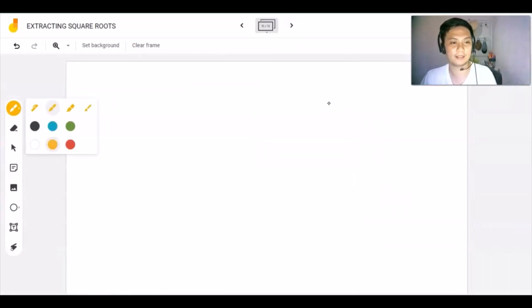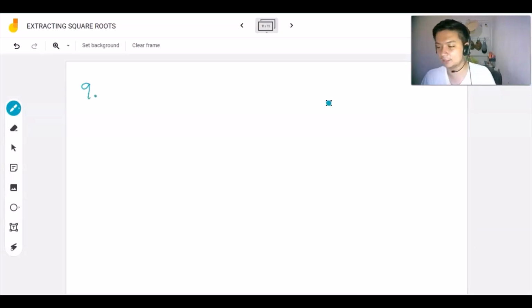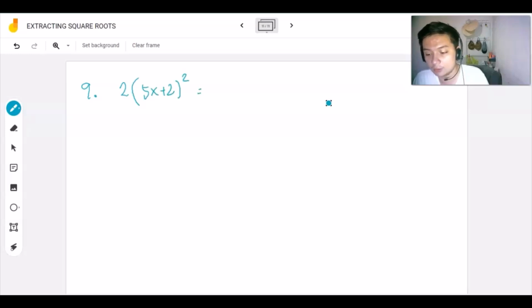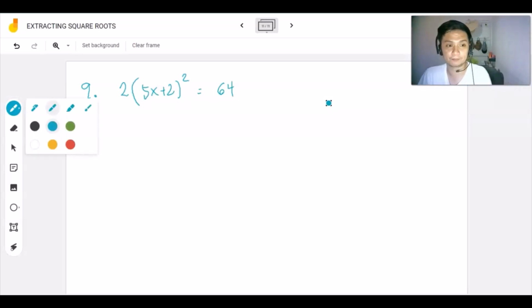Okay, example number 9 na tayo agad. Okay, ito. What if we solve this equation? 2 times the square of the binomial 5x plus 2 equals 64. Ayan, so this is the first example na may nakita tayong coefficient of the square of the binomial. So, what do we do? We will get rid of that coefficient by applying division property of equality. So, simply put, we just divide both sides by that coefficient, which is 2 in this case.